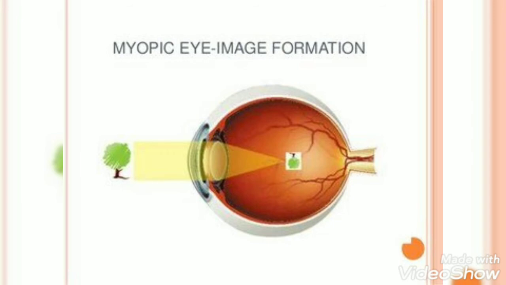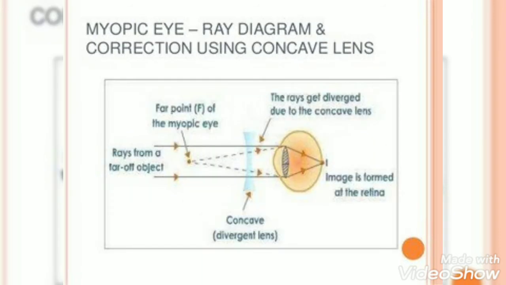So what happens to this person if he is given a concave lens? Concave lens means diverging lens. It will diverge the rays of light. You can see it over here. A concave lens is placed in his spectacles and it is diverging the light rays, and then these light rays meet on the retina, and here the image can be formed. So this way a myopic eye can be corrected by using a concave or diverging lens in the specs.